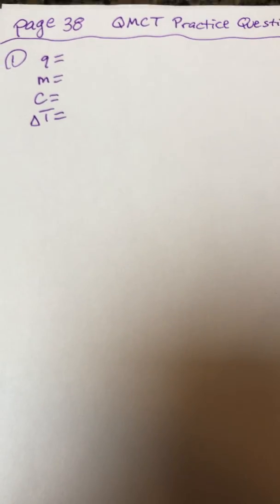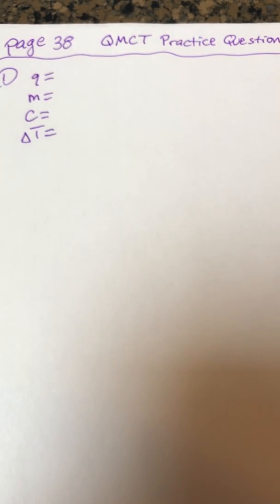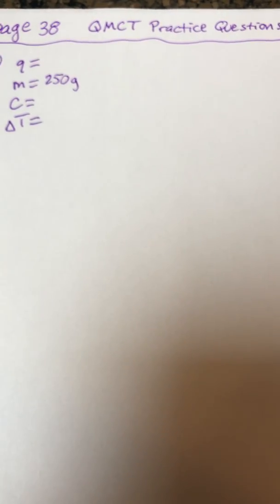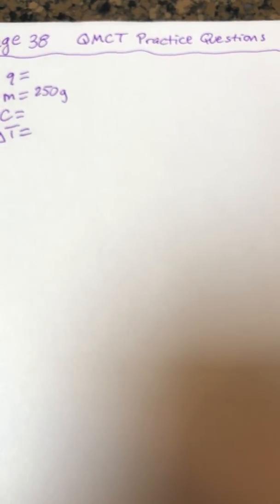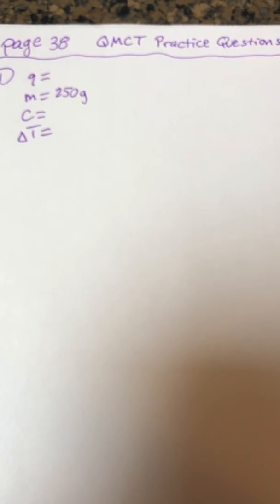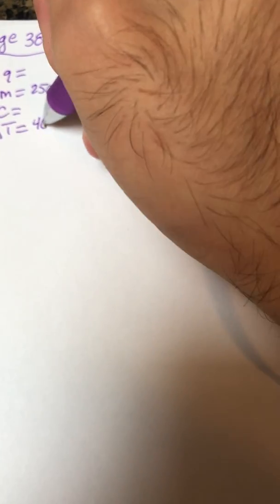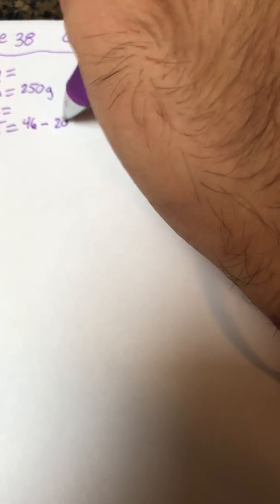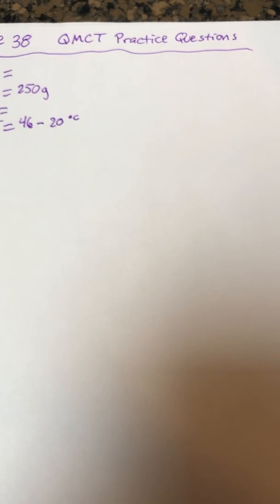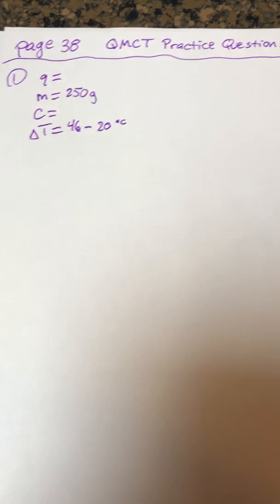All right, the very first thing we should do is write down our terms and figure out what we are given and what we need to solve for. So in that first question, we can see we are given 250 grams as our mass, and we are told our temperature increases from 20 degrees to 40 degrees, or 46 degrees, excuse me. So that means that 46 degrees would be our final and 20 would be our initial, and it's in Celsius. And our question did let us know we are working with water.